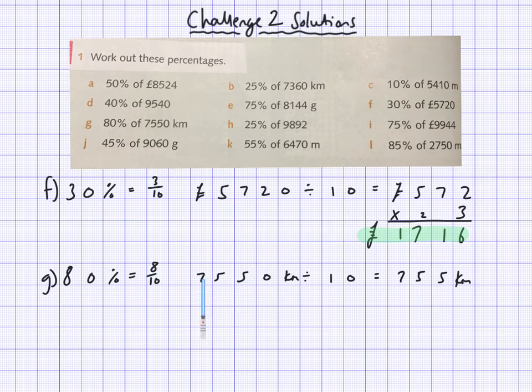So 7,550 kilometres divided by 10 is 755 kilometres. Going to multiply that by the top number, which is 8. And the answer was 6,040 kilometres.